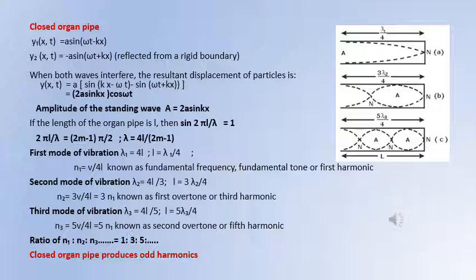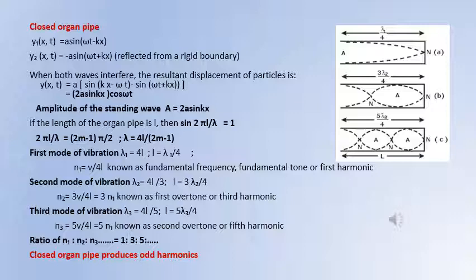We've already studied in the previous presentation that the difference between a node and an antinode is lambda by 4. So in a closed organ pipe, we have a node at the closed end and an antinode at the open end. The length for the first mode of vibration comes out as lambda 1 by 4. Now we know n is equal to v upon lambda, so we get n1 as v upon 4L. This is known as the fundamental frequency, fundamental tone, or the first harmonic.